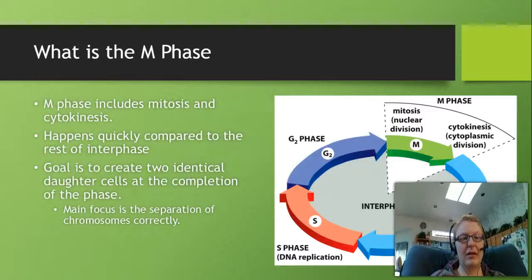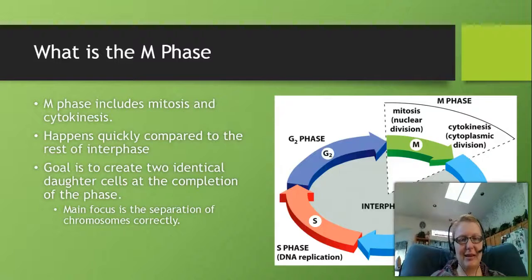So let's start with what the M phase is. The M phase includes mitosis and cytokinesis. It's really important to understand that M phase does not necessarily equal mitosis. M phase equals mitosis plus cytokinesis. It happens really quickly compared to the rest of interphase.